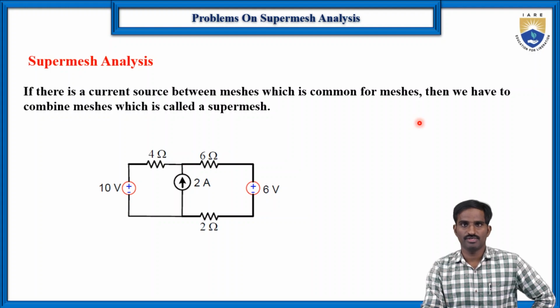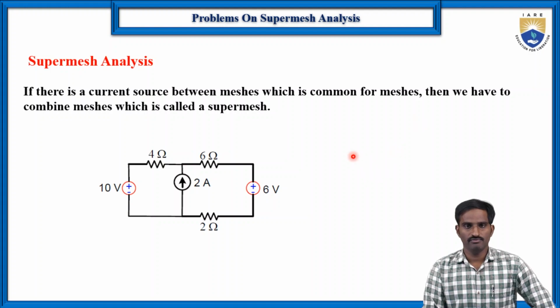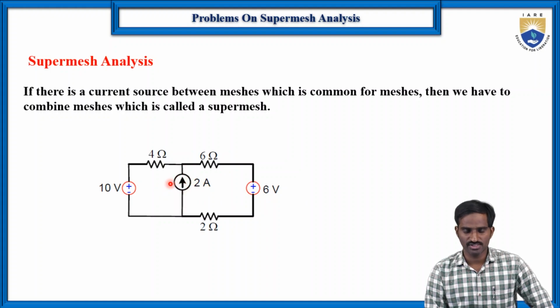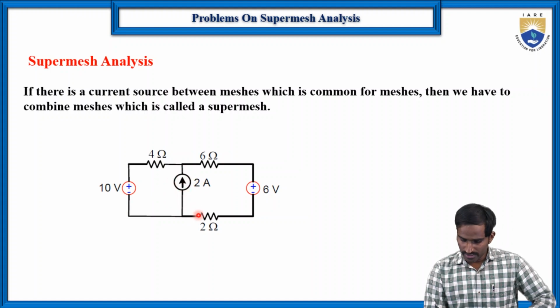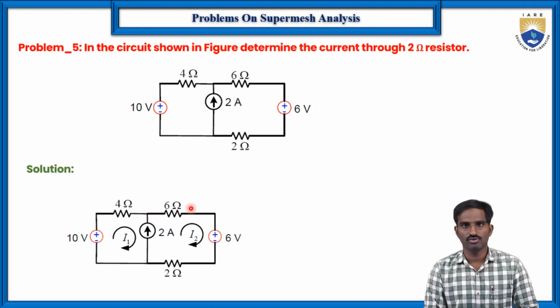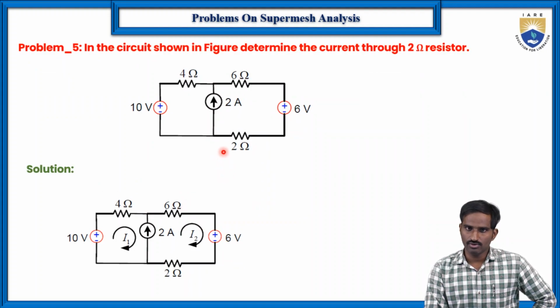Then coming to the supermesh analysis. As we know, when we need to apply the supermesh analysis, if there is a current source present in between two loops, then we need to go for the supermesh analysis. Now let us consider again the same simple example to understand how to apply it. Without the supermesh, we have two loops. Let us consider the current flowing through loop 1 is I1 and through loop 2 is I2. This is the common way. But here there is another supermesh that we need to consider.